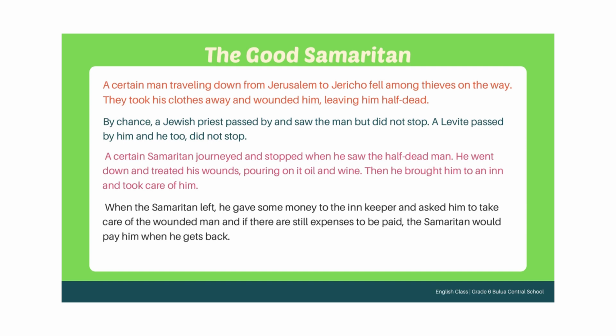A certain Samaritan journeyed and stopped when he saw the half-dead man. He went down and treated his wounds, pouring on it oil and wine. Then he brought him to an inn and took care of him. When the Samaritan left, he gave some money to the innkeeper and asked him to take care of the wounded man, and if there are still expenses to be paid, the Samaritan would pay him when he gets back.